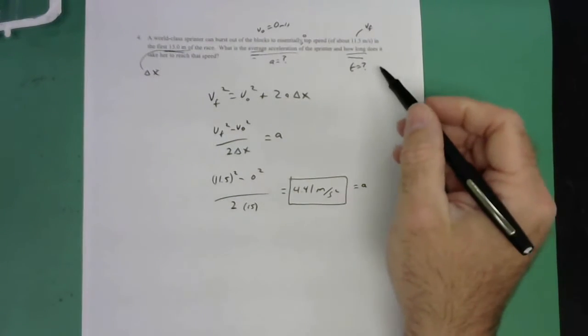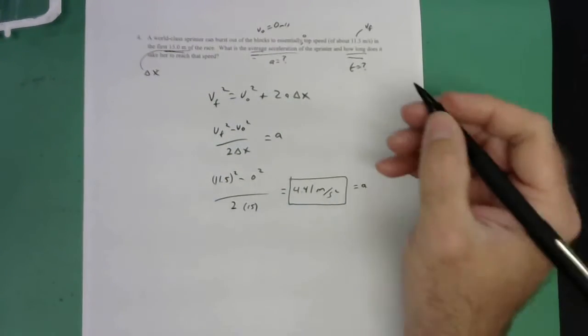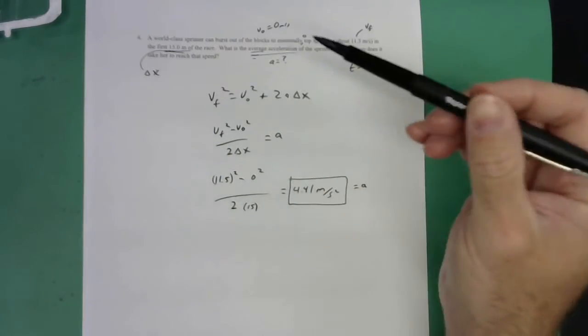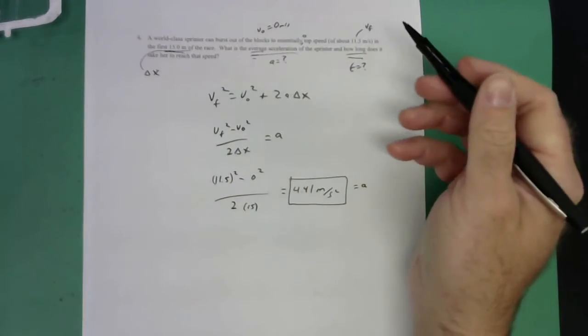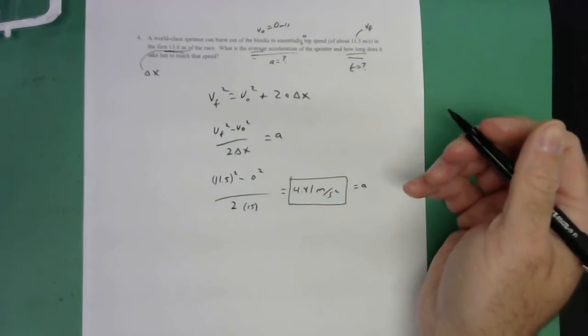All right. Now they'd also like to know how long it takes her to get to that speed. So now we're trying to find the time. Well, now I have initial velocity, I have final velocity, I have displacement and acceleration. I've got 4 variables trying to find the 5th. You say, I actually have my choice of a couple formulas.